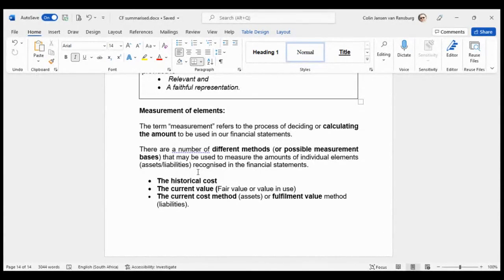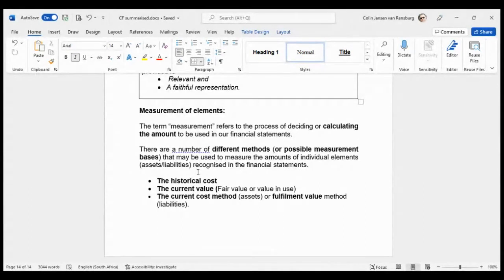So if you should go out and you should acquire, let's say, an asset, a motor vehicle, for 50,000 rands, that is what it's costing you. That will forever remain its historical cost. So you're going to carry that historical cost in your books of account until such time as you derecognize that asset. We've just spoken about derecognition.